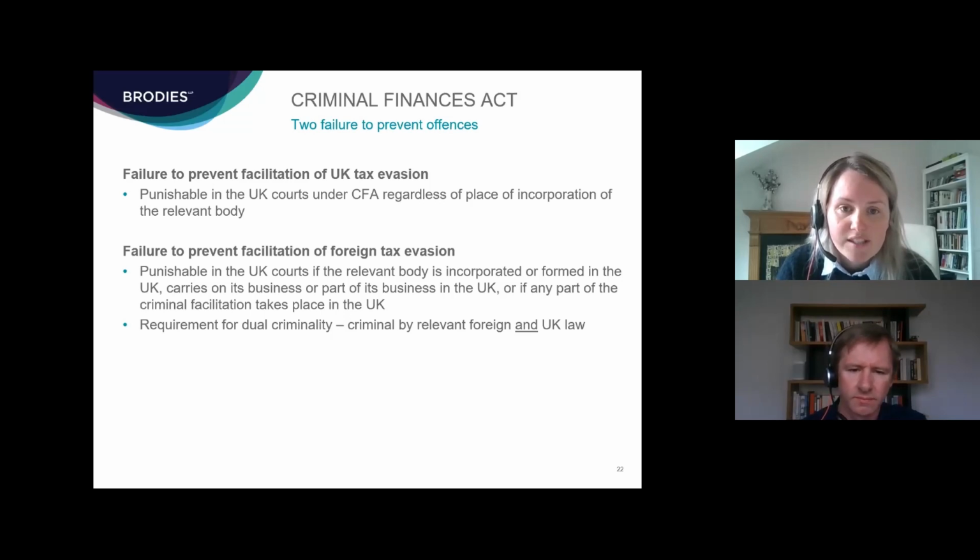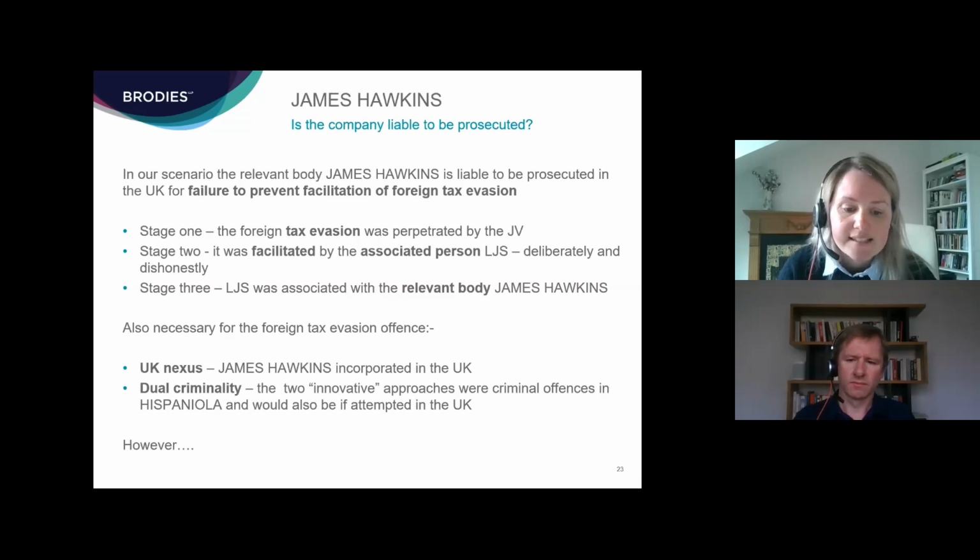The second offence, and this is what Paul referred to earlier as international reach, is the failure to prevent the facilitation of foreign tax evasion. So this is where the conduct involves a tax evasion offence in a country outwith the UK. As we say on the slide there, there's a requirement for dual criminality. So the conduct must be criminal both to the standards of the relevant foreign law and by the standards of UK law. So if it's criminal in both jurisdictions, the relevant body, if it has a link with the UK, what we're calling a UK nexus, can be prosecuted in the UK courts. So for it to have a UK nexus, we're generally looking at incorporation within the UK or operations within the UK.